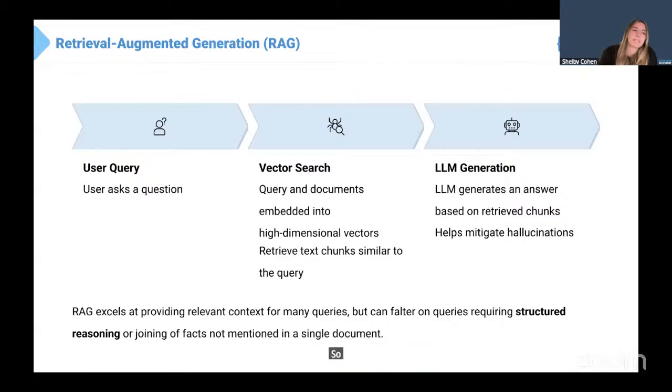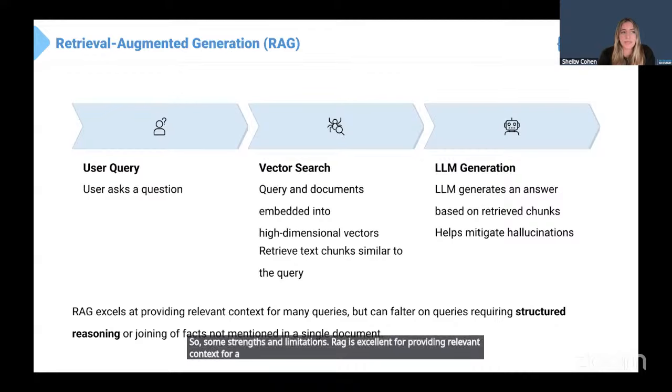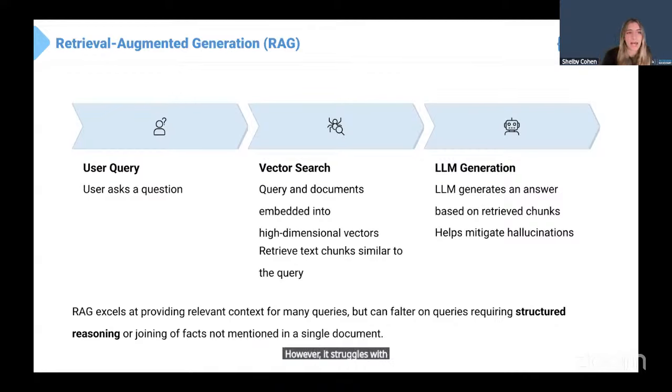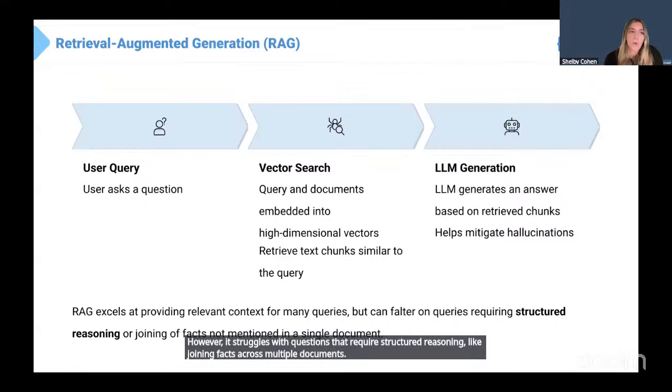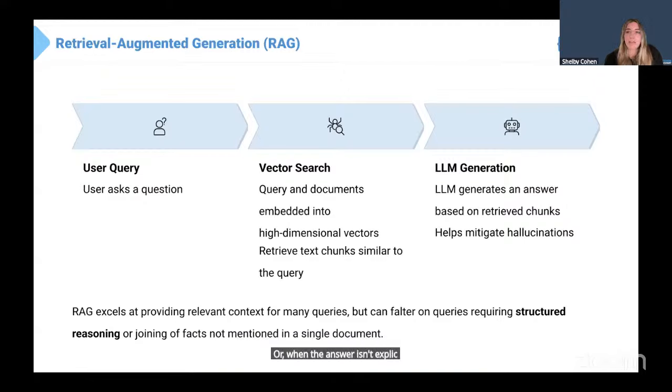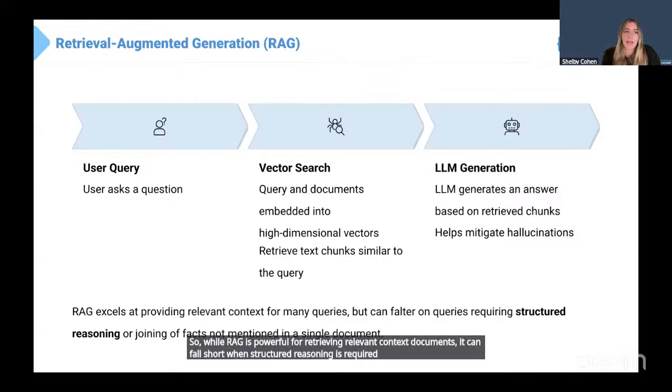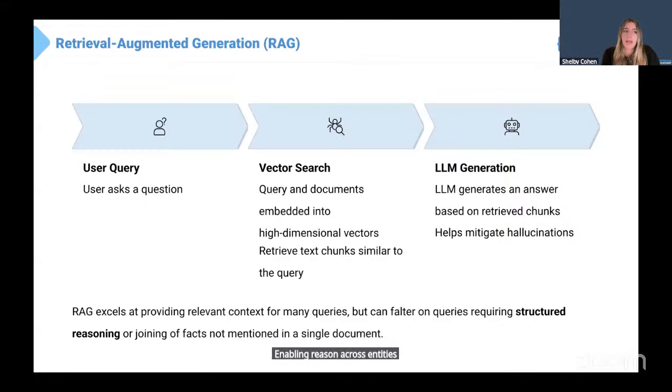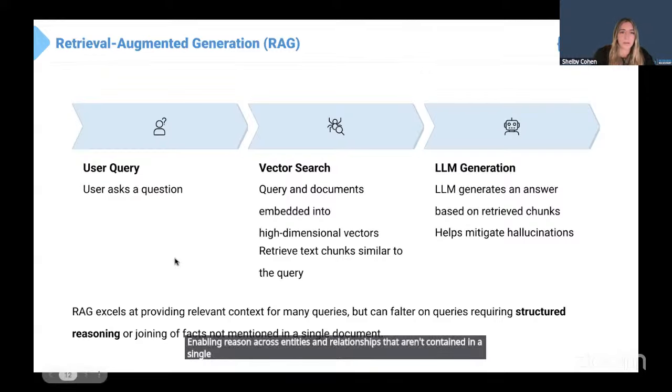So, some strengths and limitations. RAG is excellent for providing relevant context for a wide range of queries. However, it struggles with questions that require structured reasoning, like joining facts across multiple documents, or when the answer isn't explicitly stated in any retrieved chunk. So while RAG is powerful for retrieving relevant context documents, it can fall short when structured reasoning is required. And that's where knowledge graphs come in, and they provide those explicit connections between the facts, enabling reasoning across entities and relationships that aren't contained in a single text chunk.